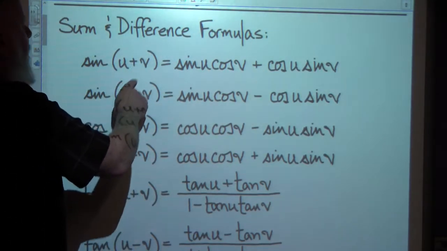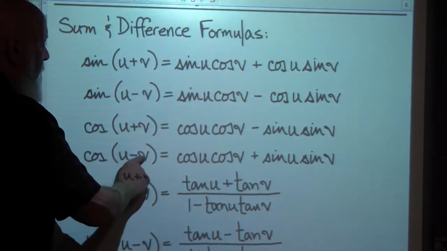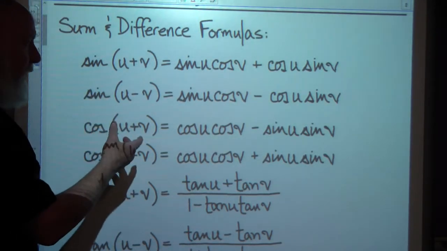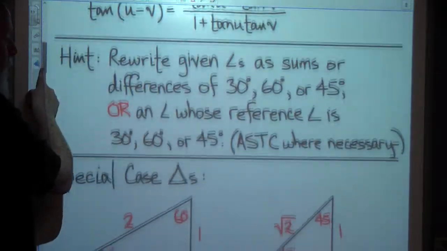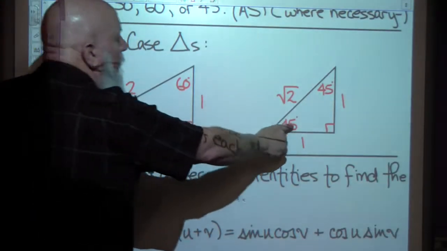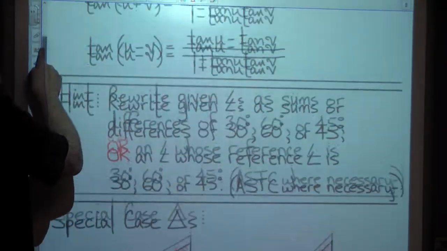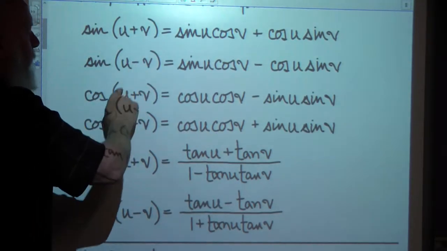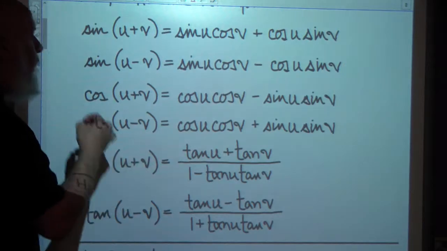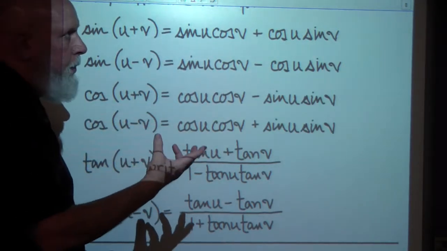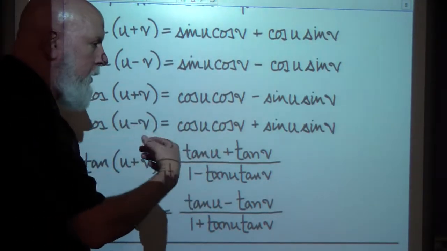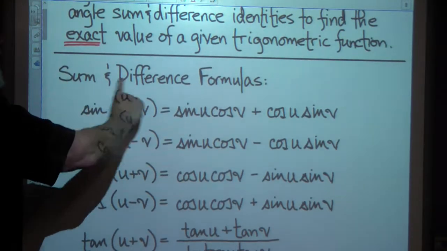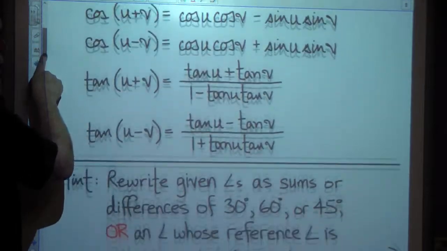And these angles in here are going to be special case angles, 30, 60, or 45 from the special case triangles. So this will either be a 30, a 60, or a 45. Each one of these variables will be either 30, 60, or 45, or an angle whose reference angle is 30, 60, or 45. Okay? So that's what we're going to be doing. We're going to be using these formulas.